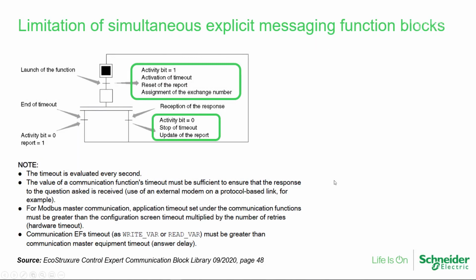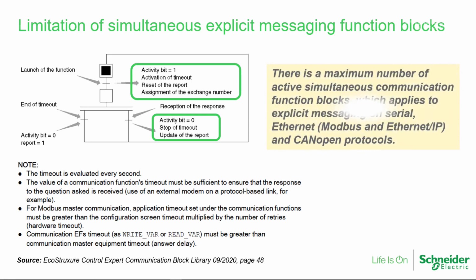One important detail to consider when using explicit messaging is that there is a maximum number of communication function blocks that can be simultaneously active at any given time, and this includes the sum of all types of explicit messaging, including Ethernet, such as Modbus TCP or EtherNet/IP, as well as CANopen or Modbus serial communication. This means that you might need to add some logic in the PLC program to control how many and when the function blocks are triggered, and perhaps even monitor an activity bit before triggering additional function blocks, and then avoid exceeding the communication buffer of the CPU.